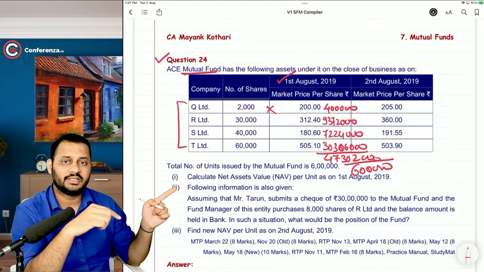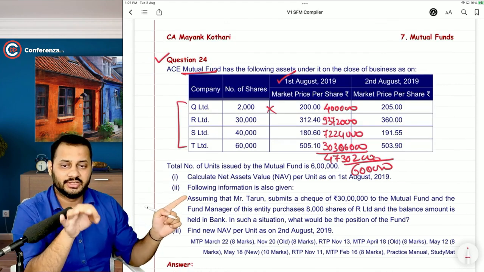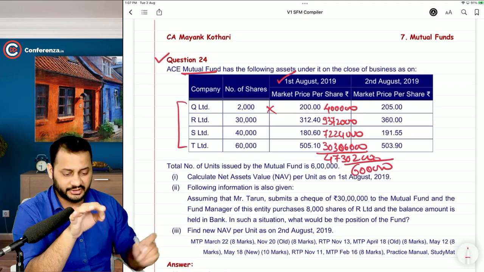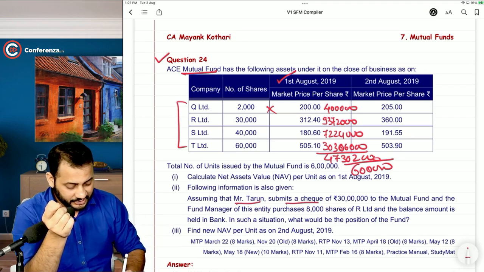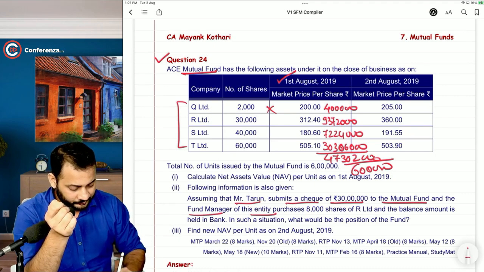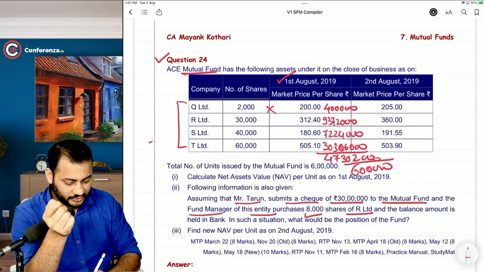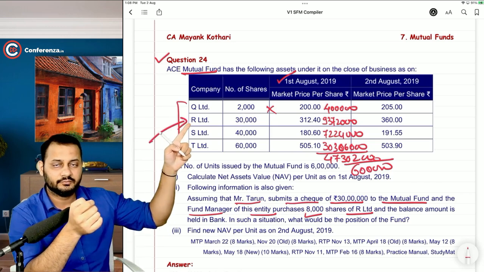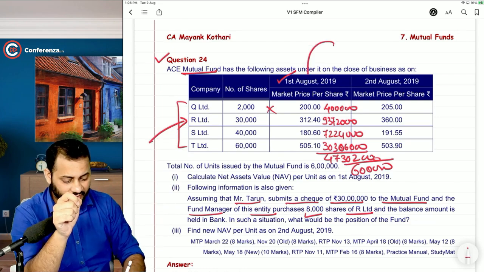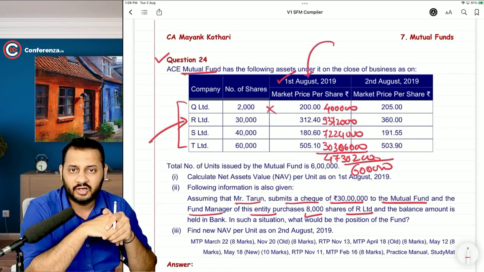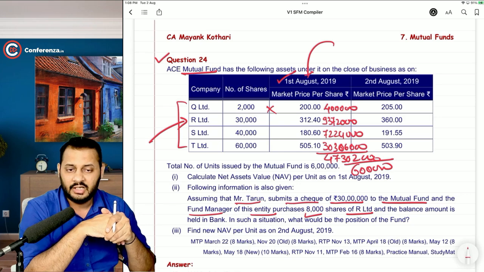Now let's come to the second part. The following information is given. Assuming that Mr. Tarun, he is an investor. He submits a check of 30 lakhs to the mutual fund, and the fund manager of this entity purchases 8,000 shares of R Limited. And when did he submit all this information? On the very first day of August 2019.